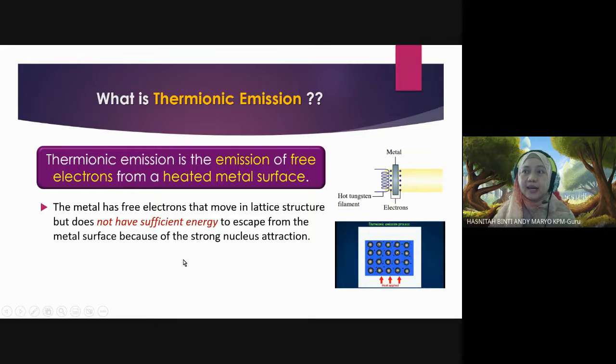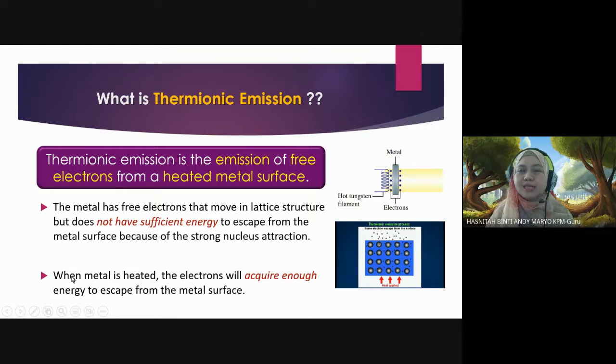All right, then what happens? Once the metal is heated and the temperature increases, these electrons will acquire enough energy so they can escape from the metal surface. So this is what happens when we are heating a metal surface. We call the process thermionic emission. Thermal means something to do with heat, something to do with temperature change.